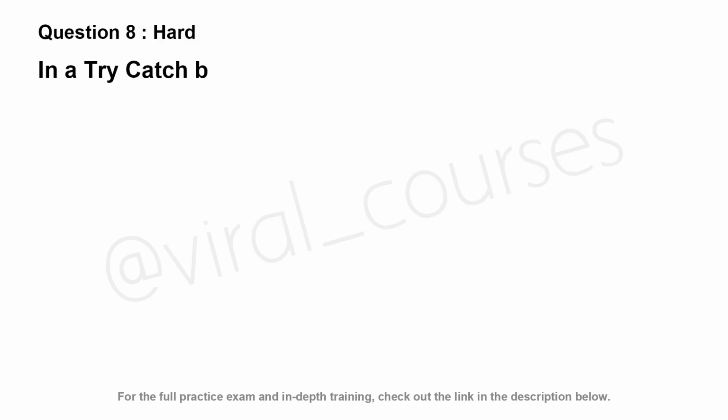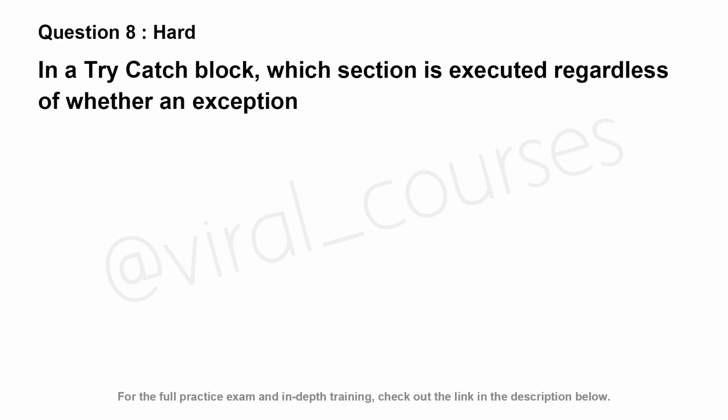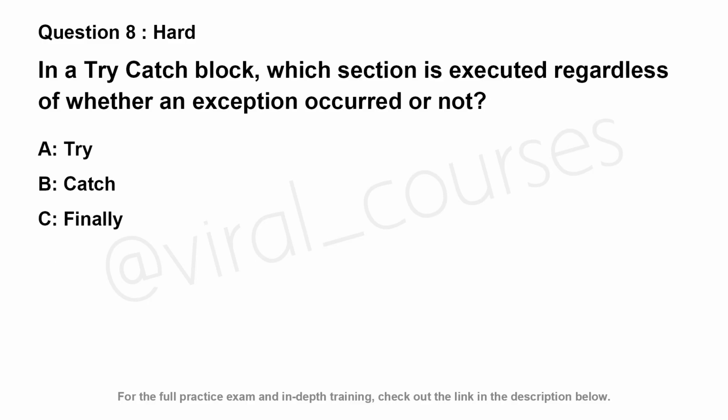In a try-catch block, which section is executed regardless of whether an exception occurred or not? Option A, try. Option B, catch. Option C, finally. Option D, throw.